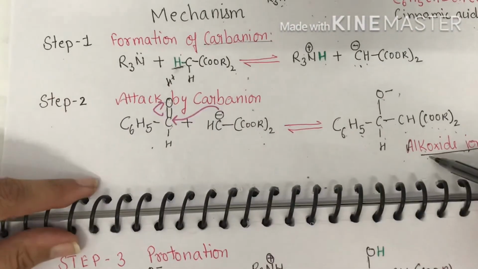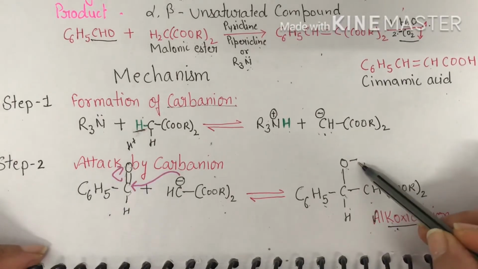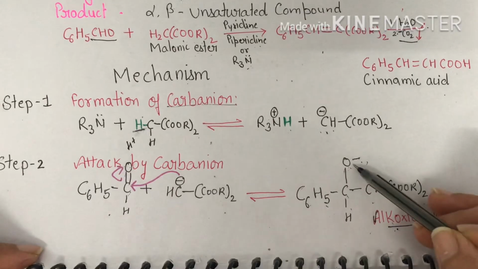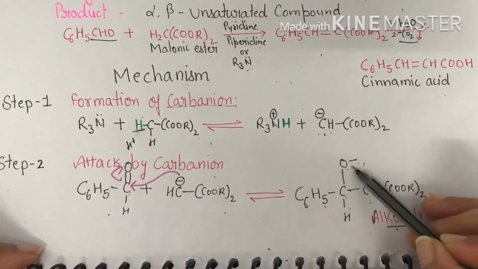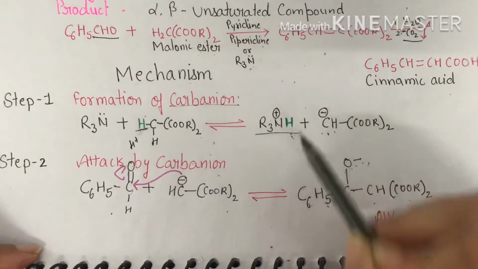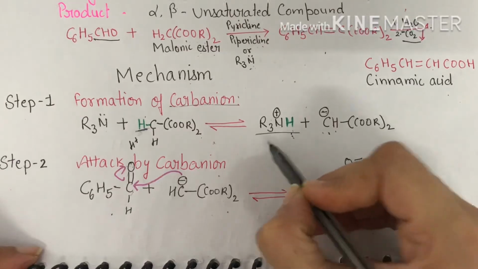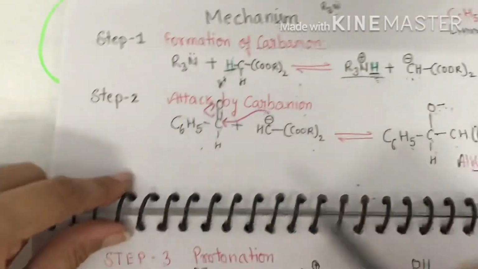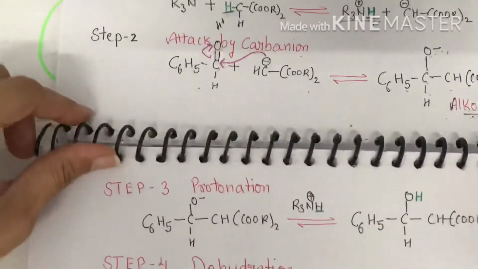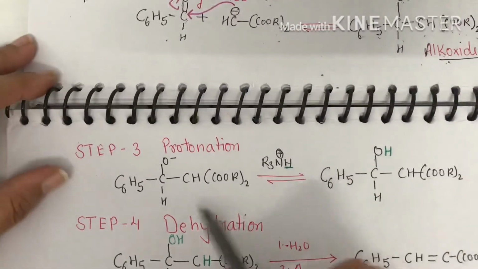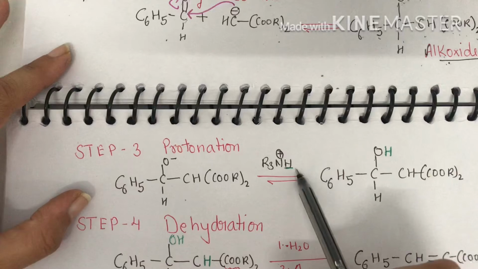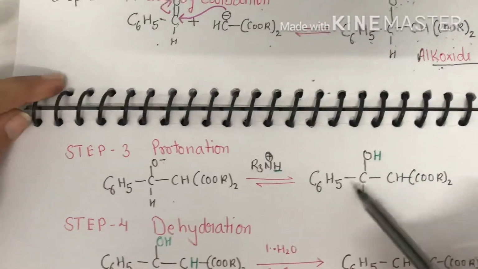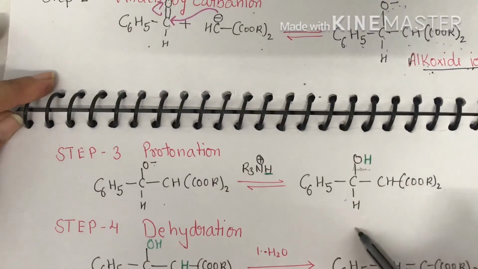Then this alkoxide ion, because oxygen has negative charge, has the tendency, the ability, to abstract a proton. From where can it abstract? It can abstract a proton from this base catalyst, right? This base catalyst has the proton and it can easily donate this proton to this alkoxide ion which is formed in step 2, right? This proton has to be shifted onto the oxygen atom which carries the negative charge. Then this aldol type OH group product is formed.